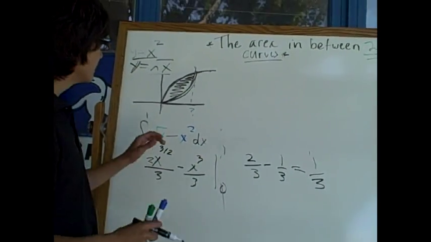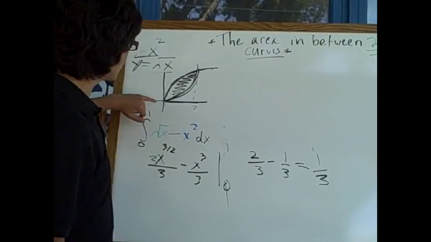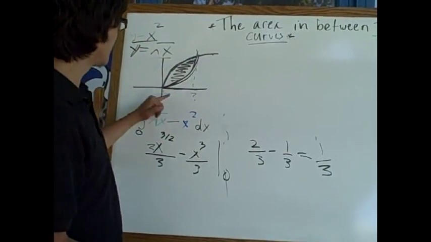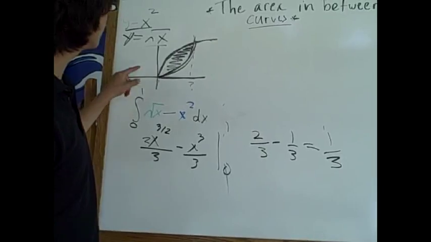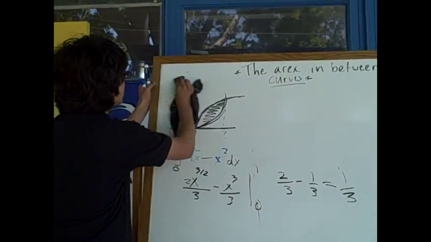So what I did is that I plotted the function so I know which one's on top. Took my integral using the top curve minus the bottom curve. Found the intersection points by setting them equal to each other, okay? And just erasing this.